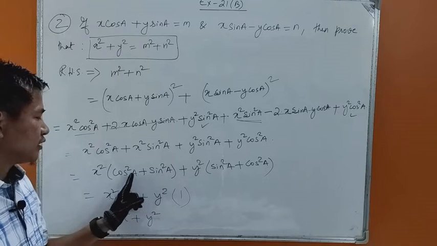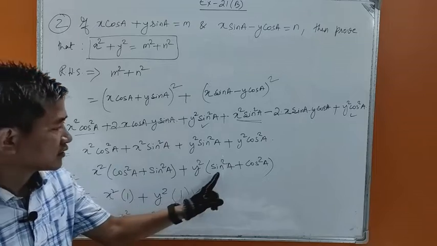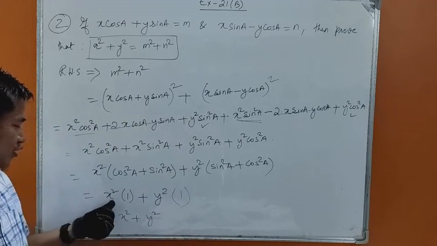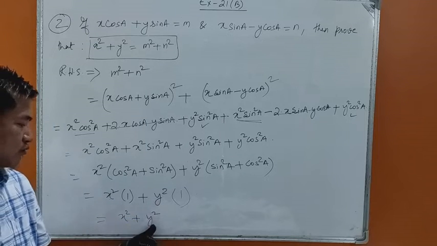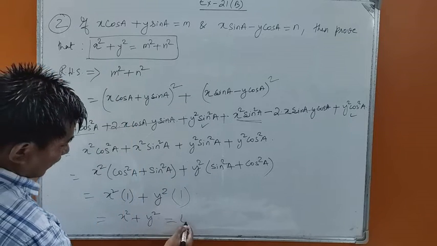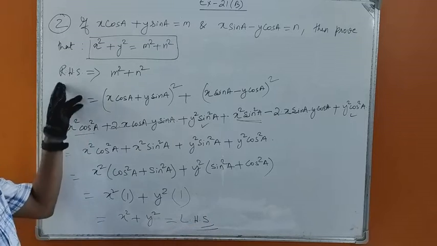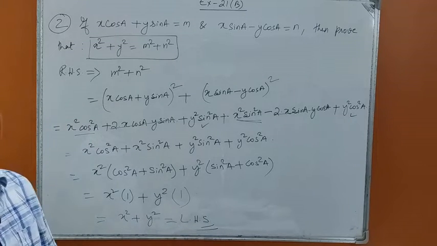Angle should be similar. So angle a, angle a. Cos square a plus sin square a is 1. Here sin square a plus cos square a is 1. Okay. So x square into 1 is x square plus y square into 1 is y square. So this is what we have in the left hand side, isn't it? So we used RHS and proved LHS, hence proved. So let's move to question number 3.